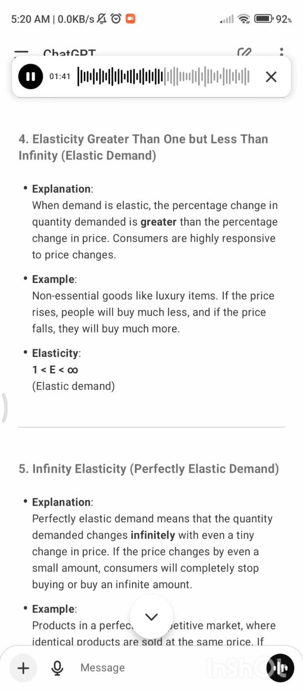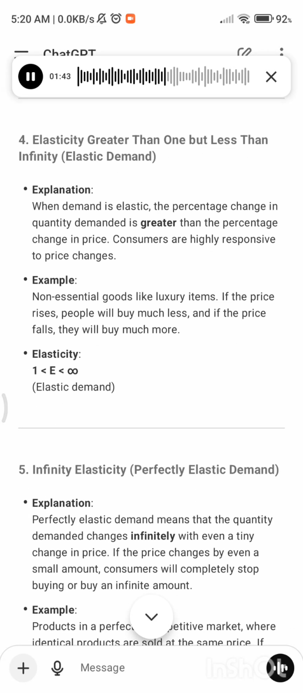4. Elasticity greater than 1 but less than infinity, elastic demand. Explanation. When demand is elastic, the percentage change in quantity demanded is greater than the percentage change in price. Consumers are highly responsive to price changes. Example. Non-essential goods like luxury items. If the price rises, people will buy much less, and if the price falls, they will buy much more.